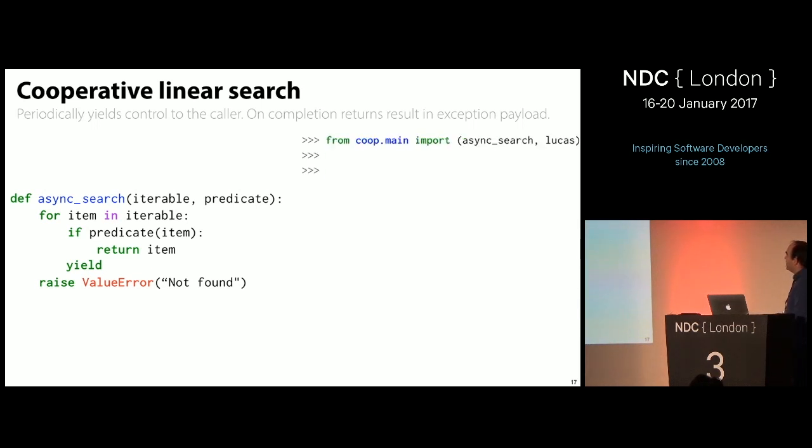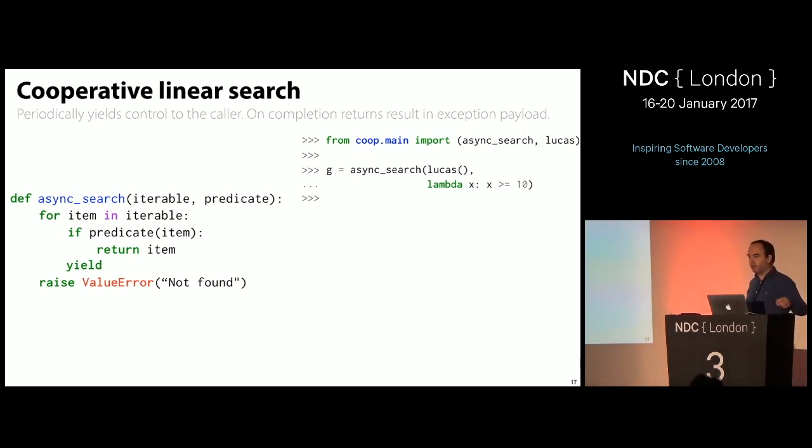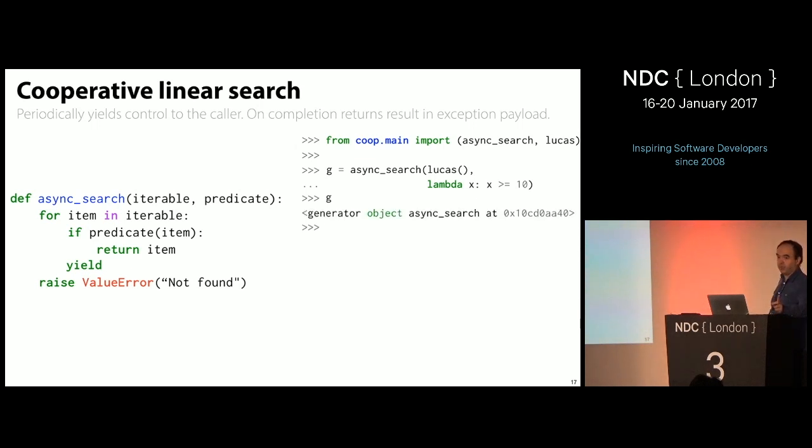So, let's import async search and Lucas, and we will invoke async search just as we did previously. I'm using a slightly different predicate here, so we don't have to run it for gazillions of iterations. We just run it for a few. So what is G? G is not the thing we're looking for with the search. G is a generator object. It is an object which encapsulates that function and the running state of that function. We haven't yet started iterating that thing, but the generator encapsulates the code and the state of that particular invocation.